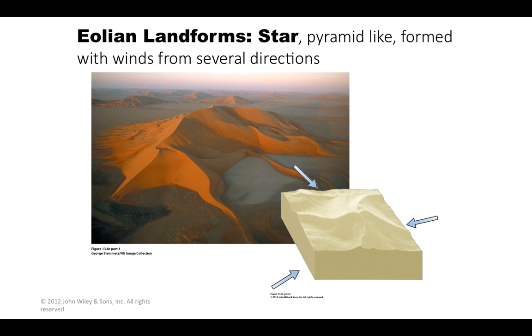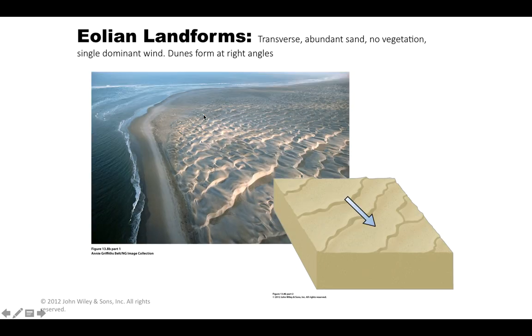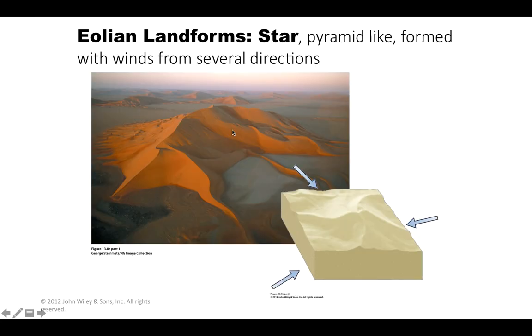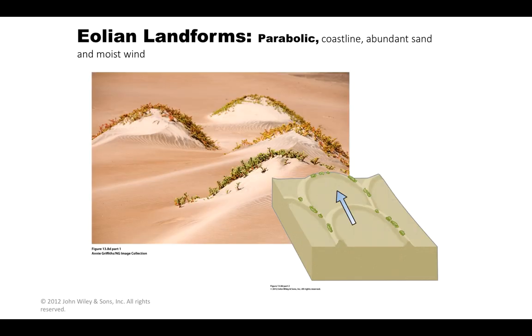Our star, pyramid-like dune formed with wind coming in several different directions. So unlike the barchan over here, which is a pretty simple crescent, we've got wind coming in multiple different directions and piling up. This is one of the sand dunes that we're going to see in Death Valley or something like that. Just these huge accumulations of sand that are a result of the wind coming in several different directions. And then we have our parabolic.